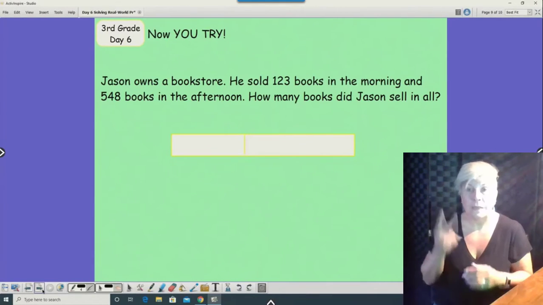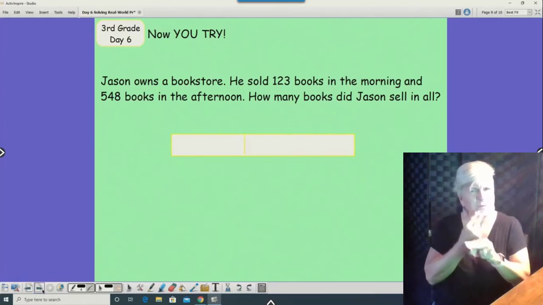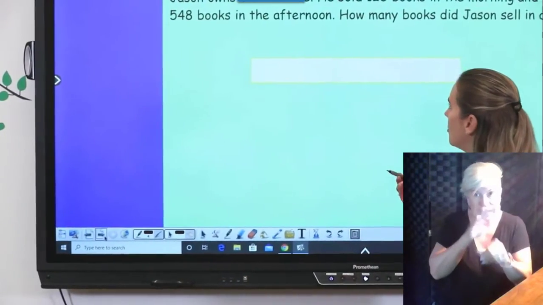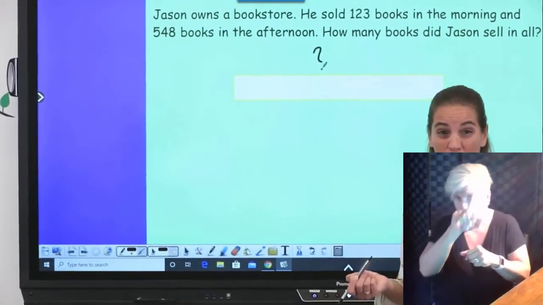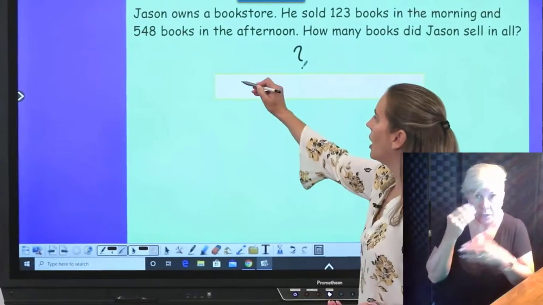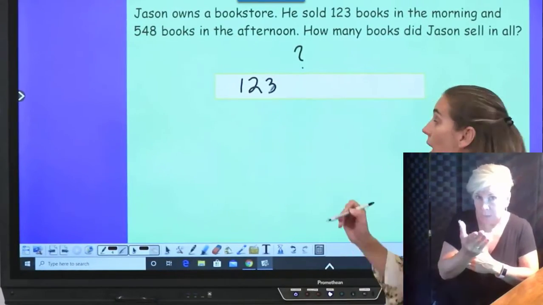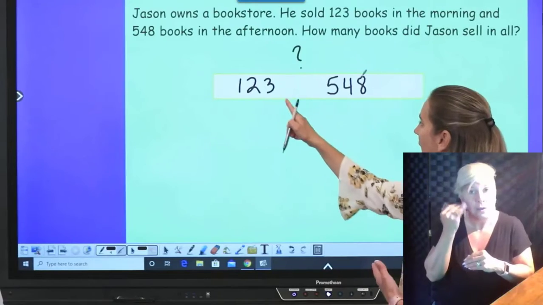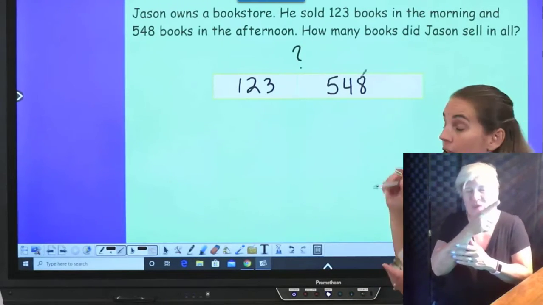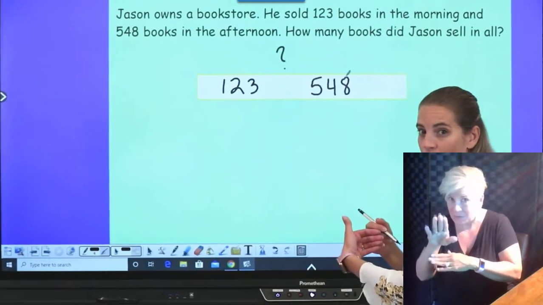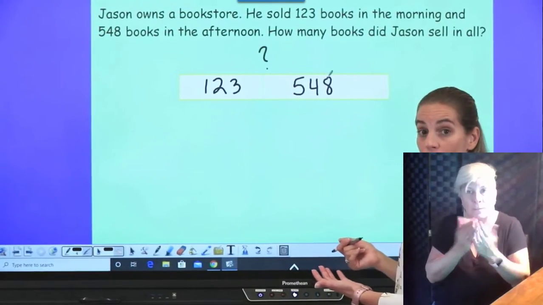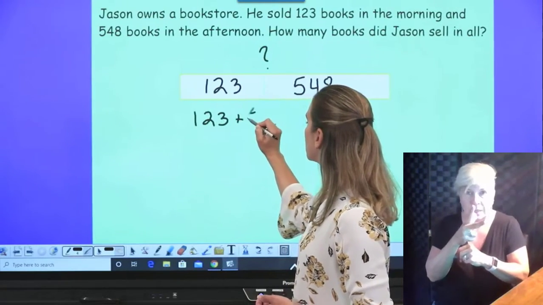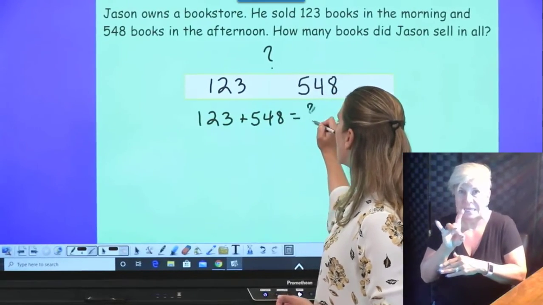Let's take a look. I'm trying to figure out how many books Jason sold in all. So I'm trying to figure out my sum or my total. So this, my whole, is the piece I don't know. I do know that he sold 123 books in the morning and 548 books in the afternoon. So I know that if I add 123 books from the morning and 548 books in the afternoon together, that will tell me the total number of books that he sold. So I'm going to solve this equation, 123 plus 548, to get my unknown number.